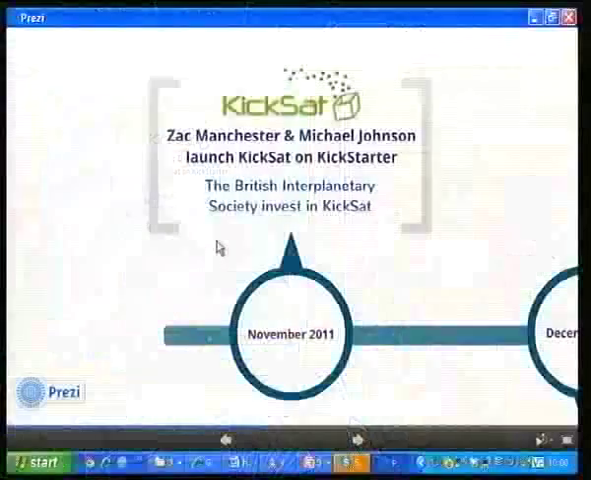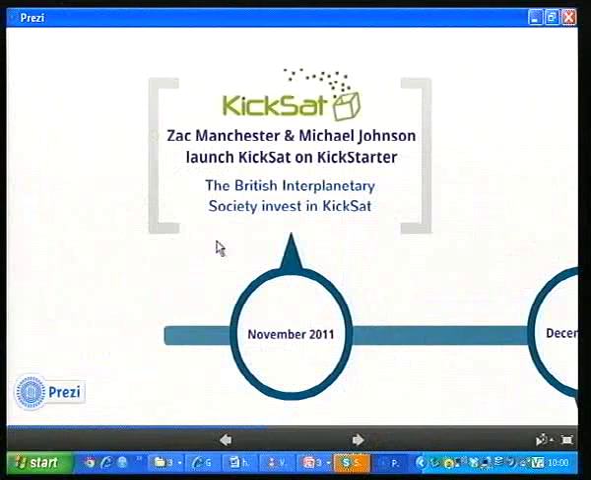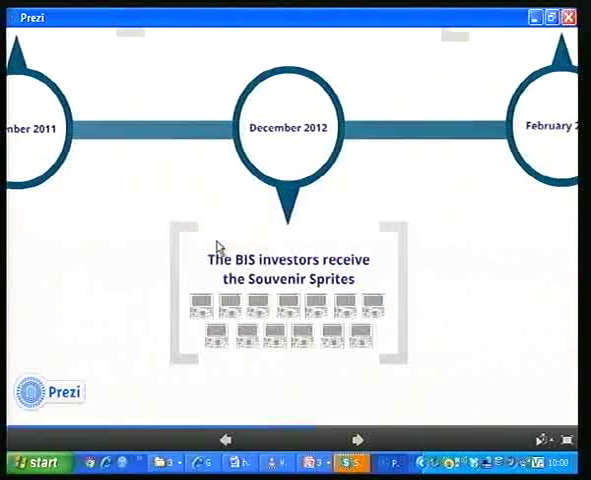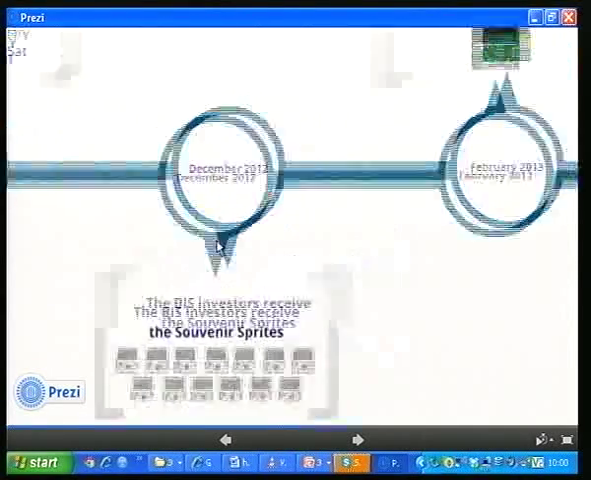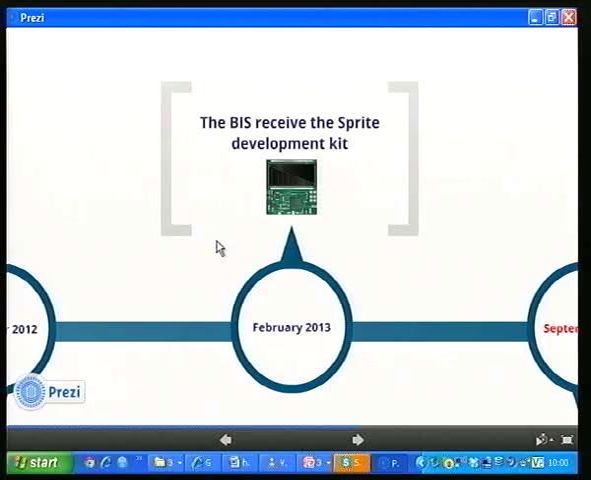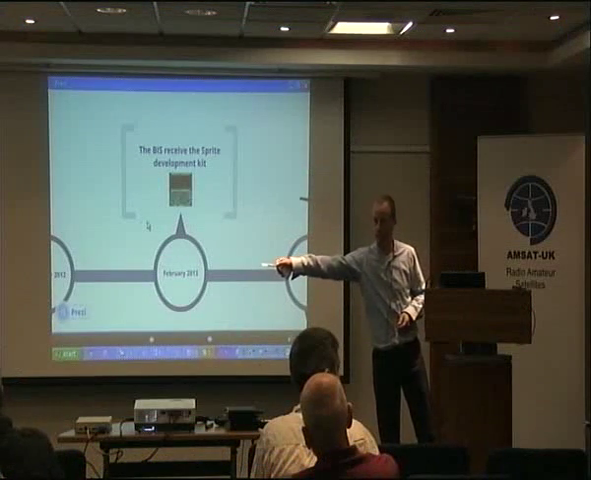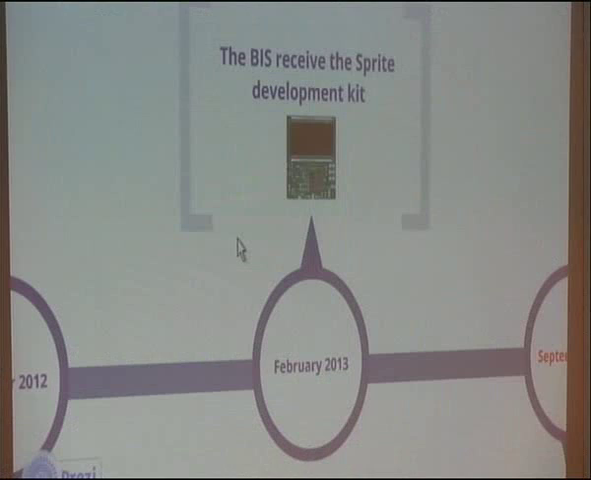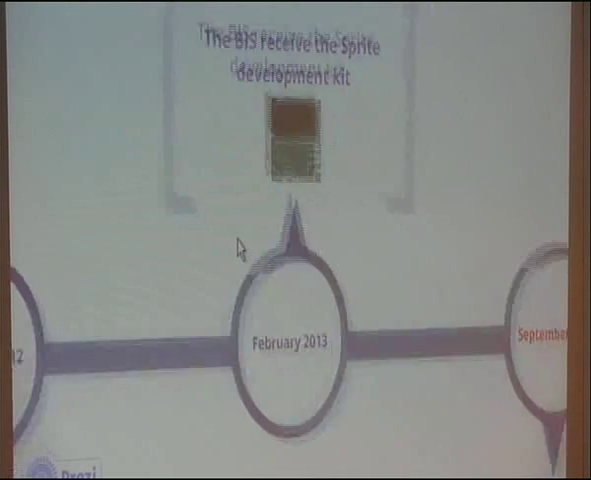So in November 2011, Zach Manchester and Michael Johnson, who I believe you'll be hearing from later by Skype, launched the KickSat on Kickstarter. And BIS were one of the first people to put our money into that to make sure it got off the ground. In December 2012, the BIS investors, like me, received our souvenir sprites, which actually didn't have the solar cells on and didn't have the radio. In February 2013, BIS received a development kit, which is what you see over there with the light flashing, which you can see more of when we move out there and actually get the whole system running.